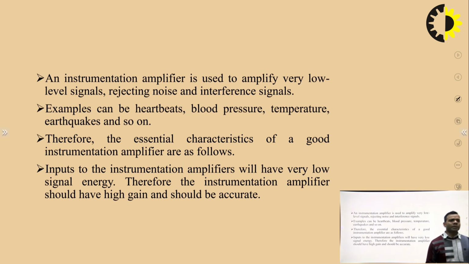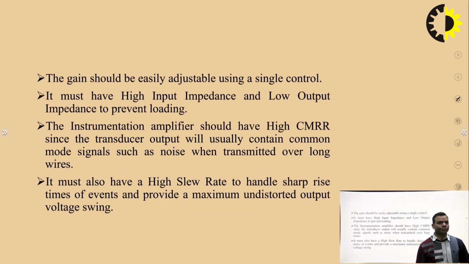And remember that the instrumentation amplifier will have very low signal energy, therefore, instrumentation amplifier should have high gain and should be accurate. They provide high input impedance and low output impedance. Since these amplifiers have high CMRR, they are generally preferred for the amplification purpose of signal, because they can remove or minimize the noise. These amplifiers have high slew rate also.